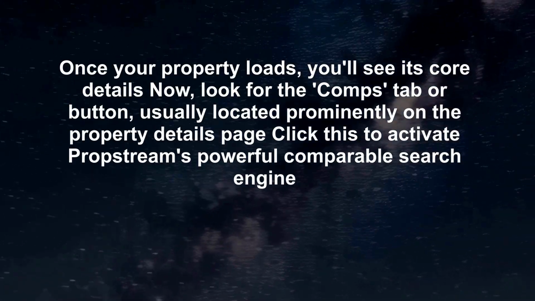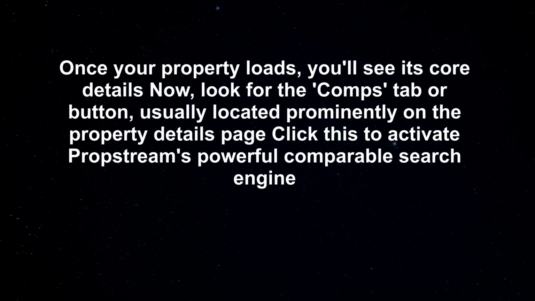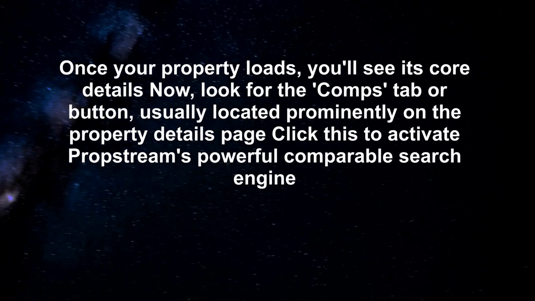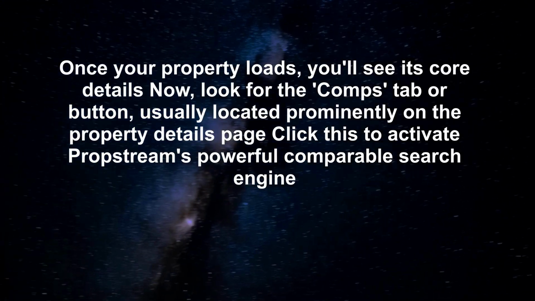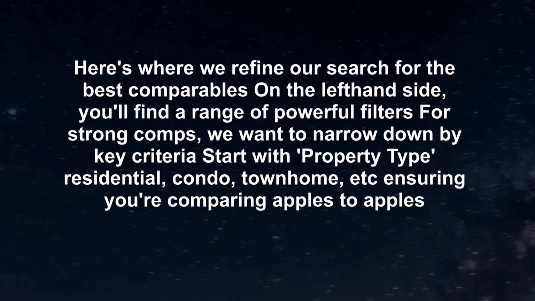Once your property loads, you'll see its core details. Look for the Comps tab or button, usually located prominently on the Property Details page. Click this to activate Propstream's powerful comparable search engine. Here's where we refine our search for the best comparables.